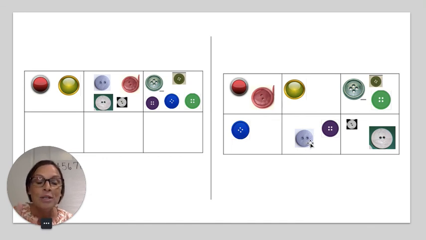Yes, because when we sort and compare and we actually put them on our sorting mat in a certain way, we should be able to share that thinking and that rule with others. If you need to make some changes, you can do that right now. Off you go.